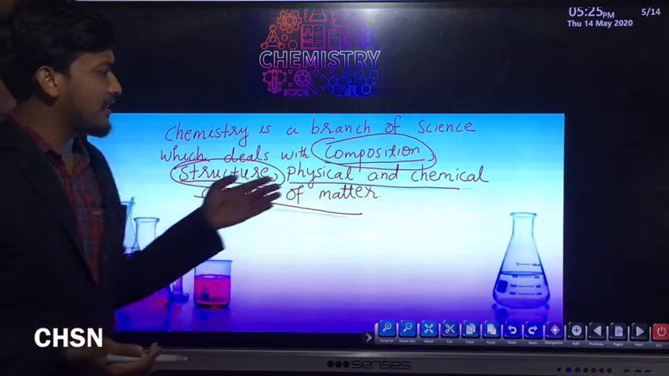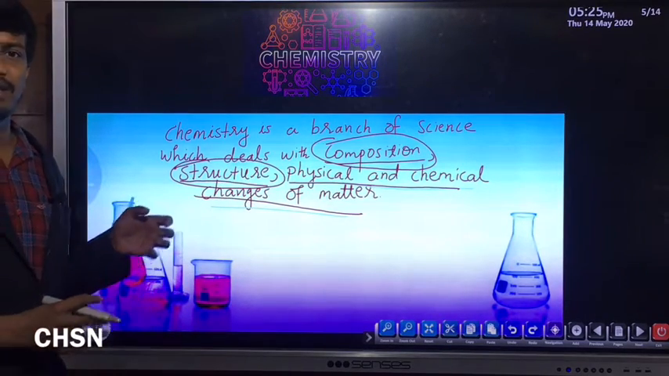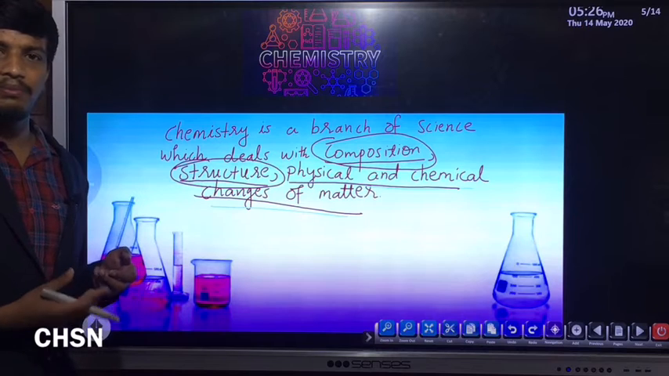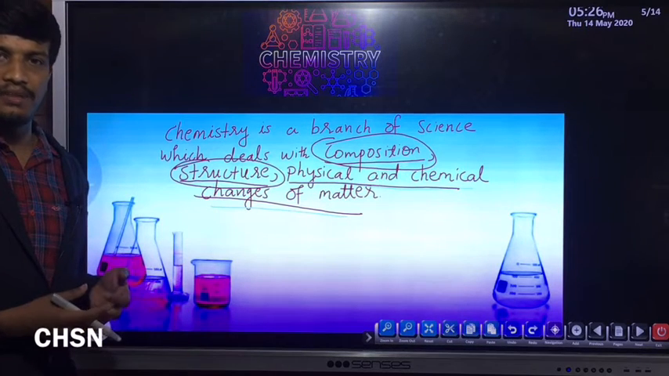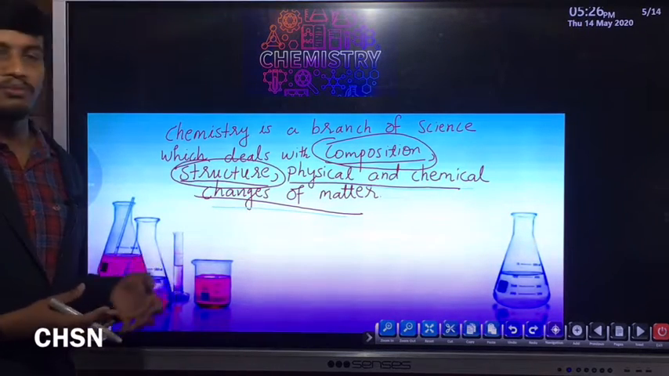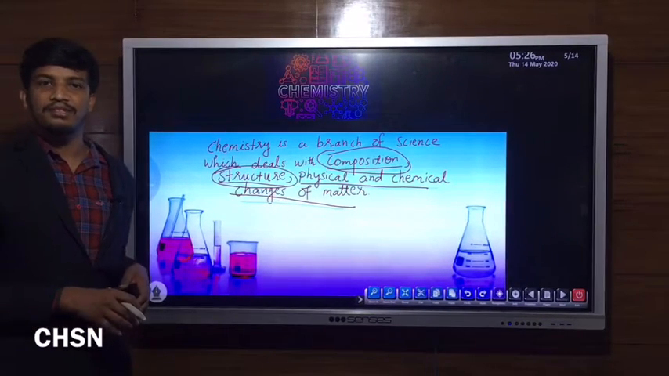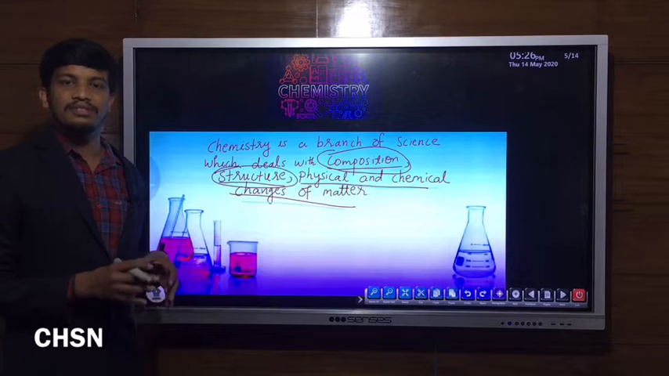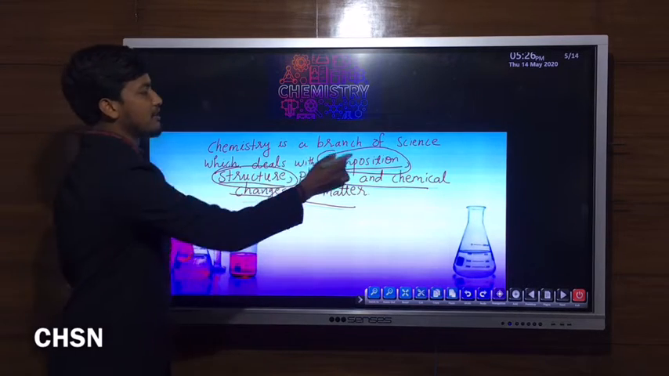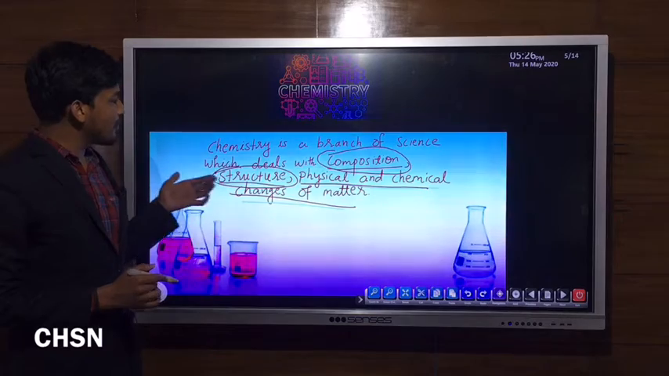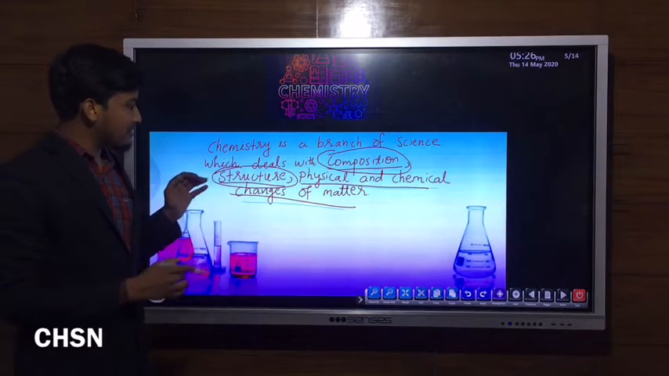Then what do you mean by composition of matter? That is, how is matter made up of what? So what are the components of matter? So that is called composition of matter. So the matter is made up of different components, and we will study about the different components of matter. That is composition of matter. Now, structure of matter. What do you mean by structure of matter?